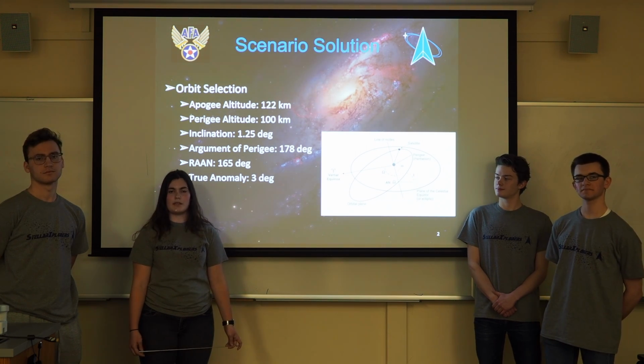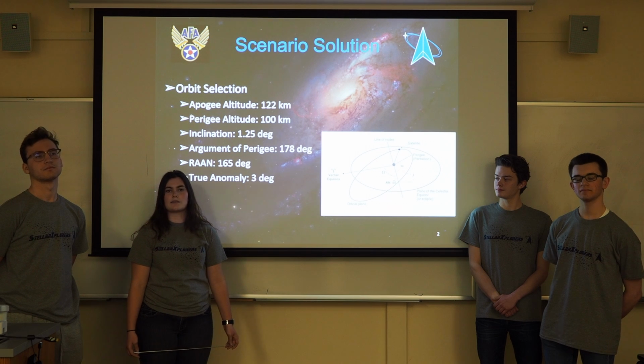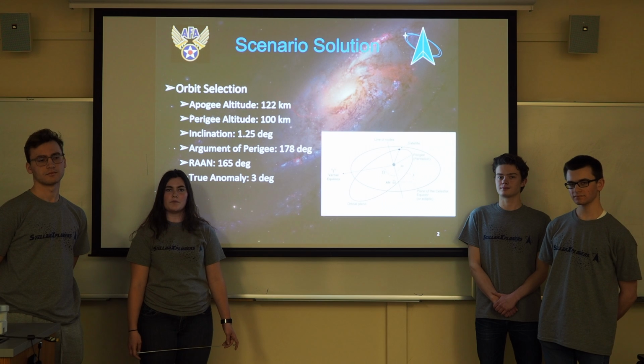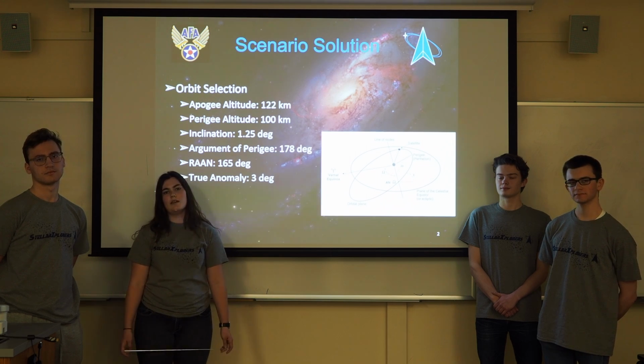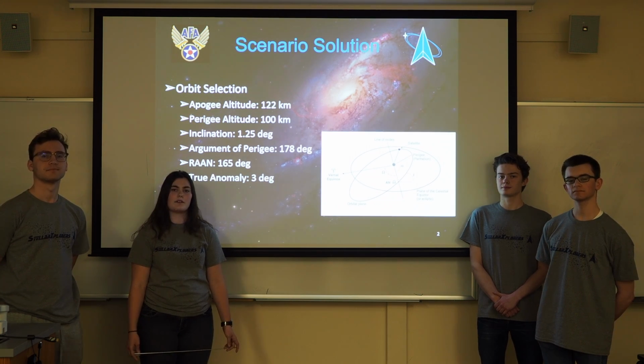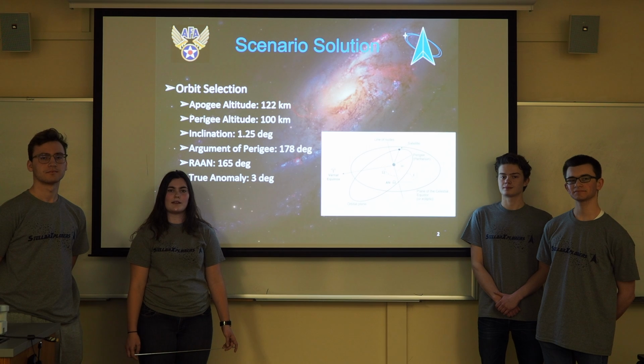Finally, the true anomaly is the angle at which the satellite is placed in the orbit at the beginning of the time period. We selected a 3-degree true anomaly because, given our calculations in System Toolkit, this showed us that we would collect the most access coverage data from the Sea of Tranquility.